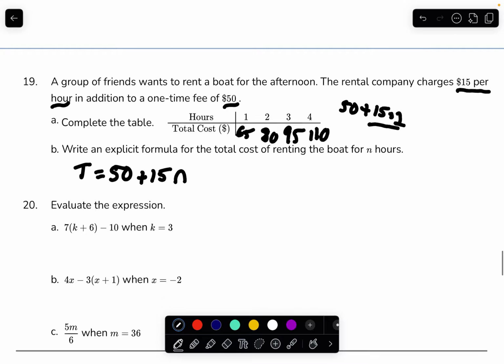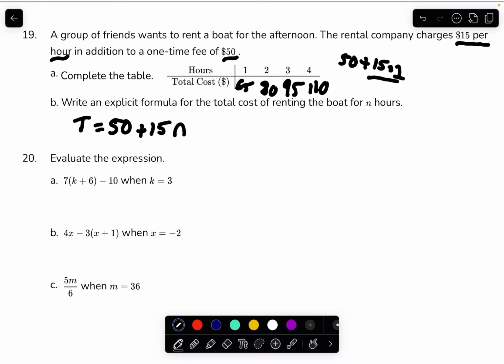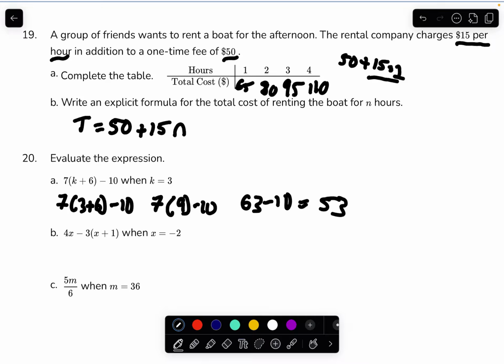Okay. Now it says evaluate the expression when k equals 3. You got 3 of them. So this just becomes 7 times (3 plus 6) minus 10. Simplifying that, do the parentheses first. 3 plus 6 is 9. 7 times 9 is 63, minus 10. 63 minus 10 is 53. So the answer to A is 53.